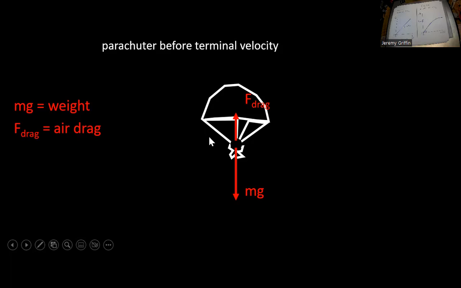Yeah, because there's a net force. The net force is down. See how there's more force down than up? Right? If there's a net force divided by the mass of the parachuter, you get the acceleration. So he's still accelerating. Now he's not accelerating at the full rate of gravity, but he's still accelerating.